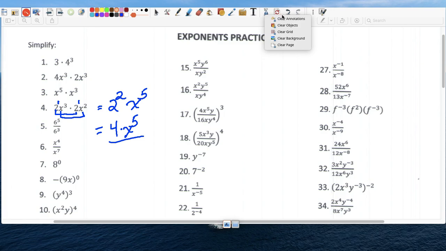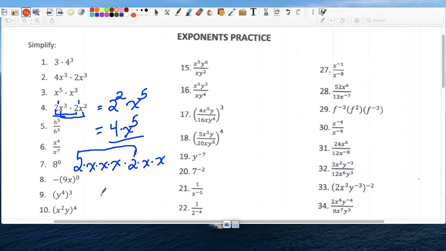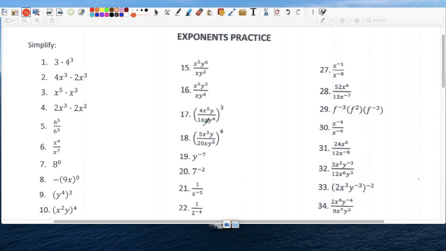Again, if you want to expand it, well, let's see, it's 2 times x times x times x, that's what 2x cubed looks like, times 2 times x times x. So I expanded 2x cubed and 2x squared in expanded form. Now, take this 2 and this 2, right? 2 times 2 gives me 4. And then I have 1, 2, 3, 4, 5 x's being multiplied. And that is the same thing as writing 4x to the 5th power. So obviously we don't want to expand, right? But it's just to show you.